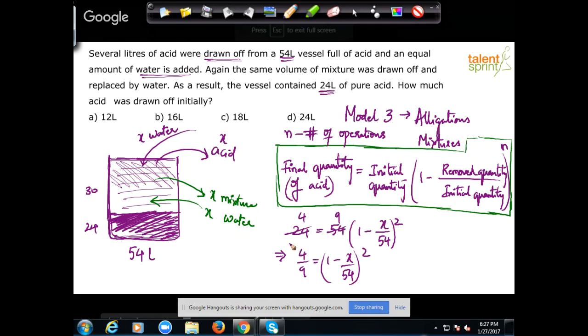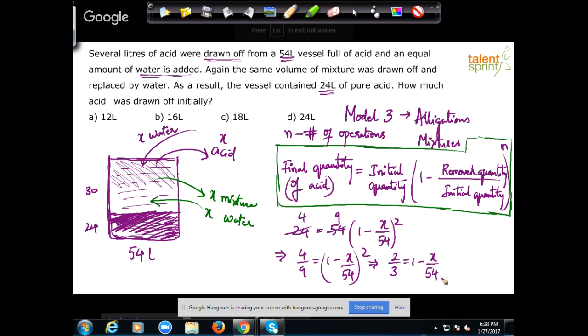Now let me take square root on both the sides, right? Let me take the square root on both left hand side and right hand side. So what do we have? See, you can cut down the number of steps. You need not write this intermediate step here, but just for the sake of clear explanation, I'm putting it up, right? Like I mentioned in the beginning, cut down the number of steps that you put on paper. So when you do it yourself, you should avoid writing all the steps. So if I take square root on both the sides, what do we get? Square root of 4 is 2, square root of 9 is 3. So 2 by 3 equals to 1 minus x by 54.